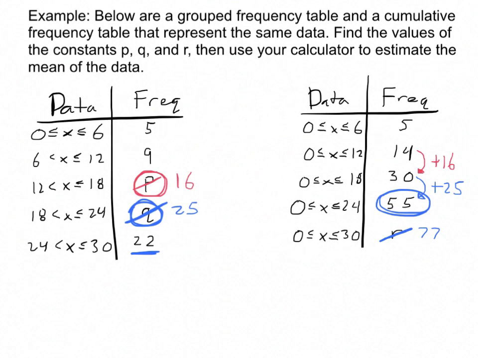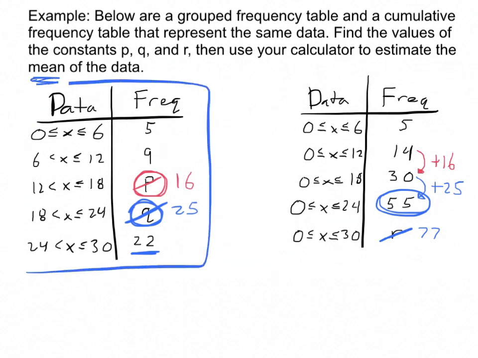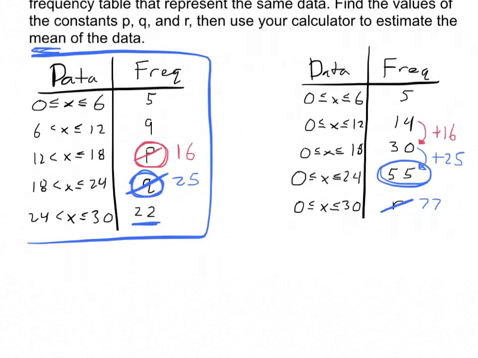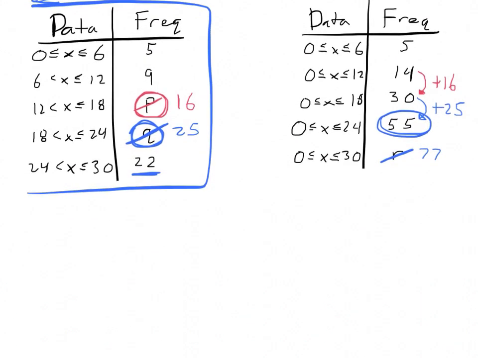Next, it says use your calculator to estimate the mean of the data. Right? Finding the mean of the data is something that this table is really good for. The grouped frequency table is really good for that. And this is actually a review of what we did yesterday. How do you use this to come up with a mean? This should be the kind of problem where you are finding the group representatives, right?